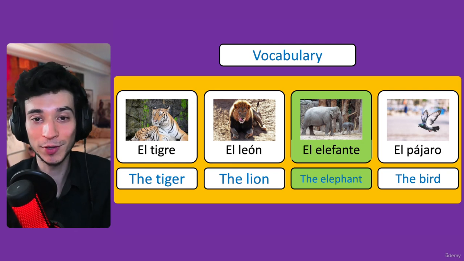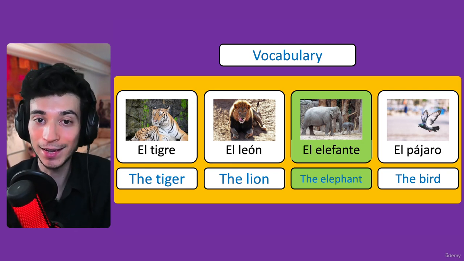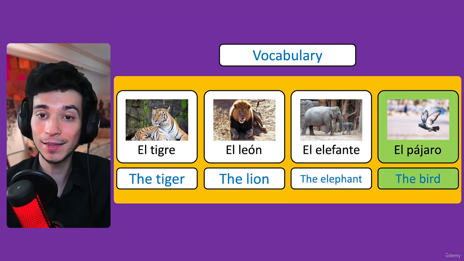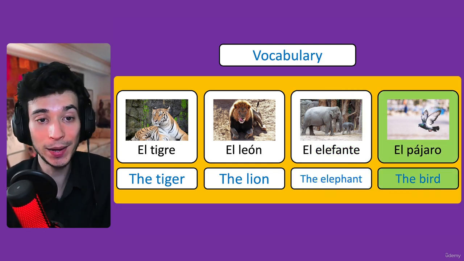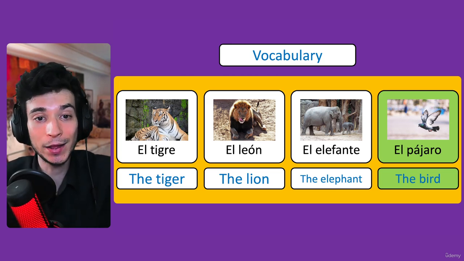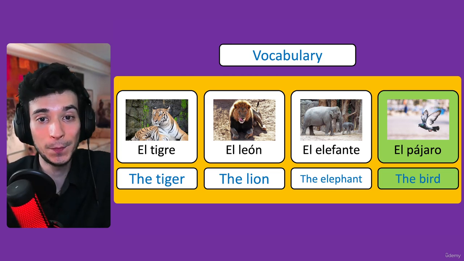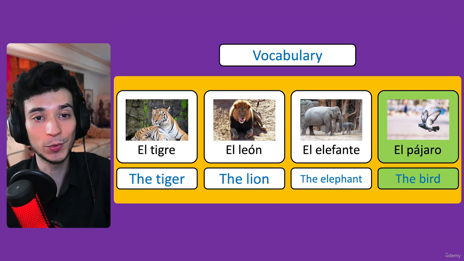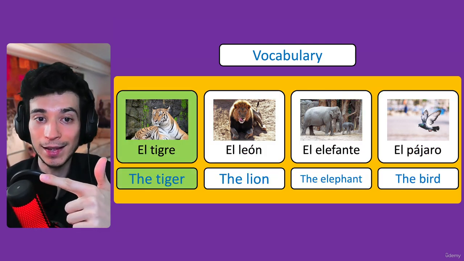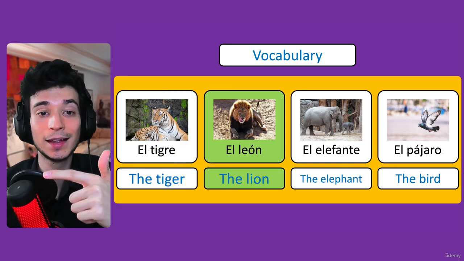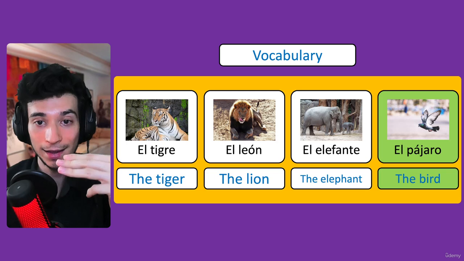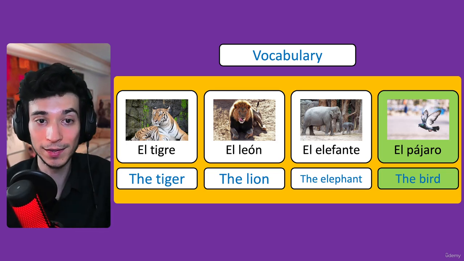Elefante, it's pretty self-explanatory, the elephant. El elefante, the elephant. Elefante. And the next one, el pájaro, which means the bird. El pájaro, the bird. So, one more time. El tigre, the tiger. El león, the lion. El elefante, the elephant. And el pájaro, the bird.